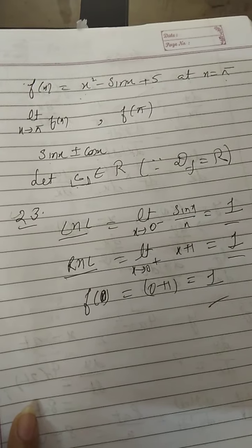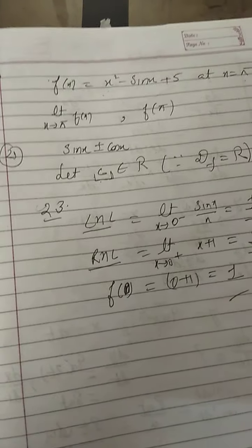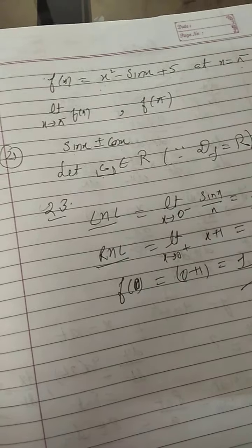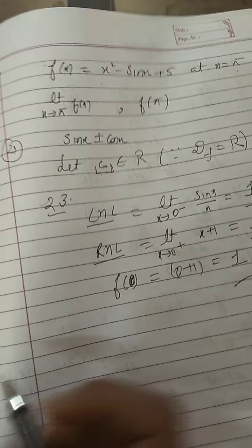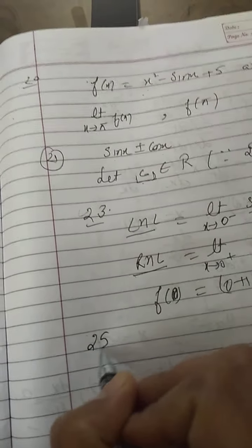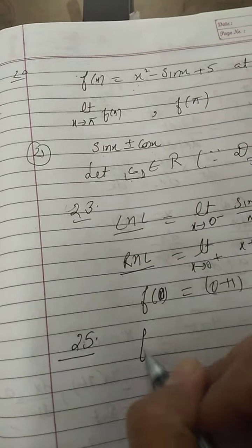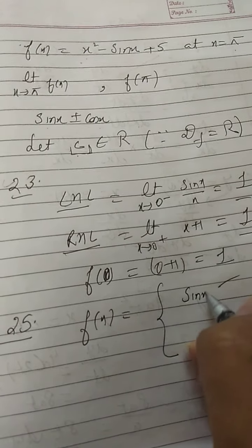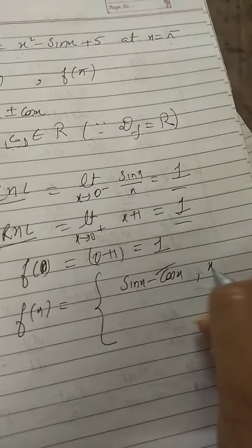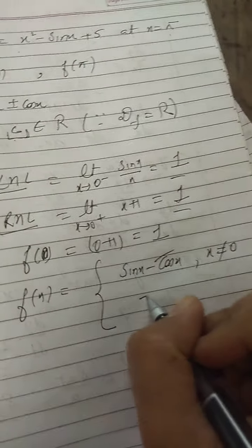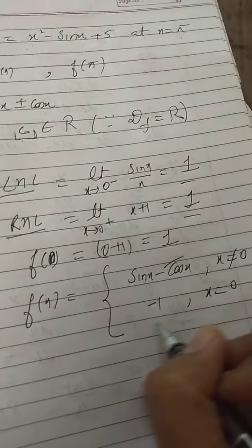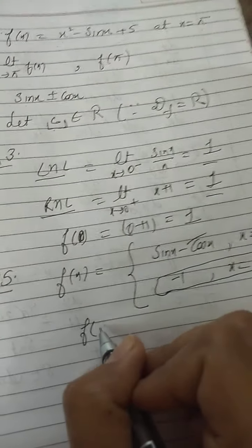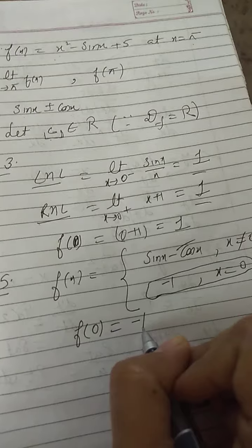In sum number 24 you will be able to do. Sum number 25 also you can do. In 25, if you notice one thing, when x is equal to 0, I am giving you the hints for this sum so that you people can do. It is given the function: we have sin x minus cos x when x is not equal to 0, and it is minus 1 when x is equal to 0. Minus 1 when x is equal to 0, what does it mean? It means f of 0 is given as minus 1.